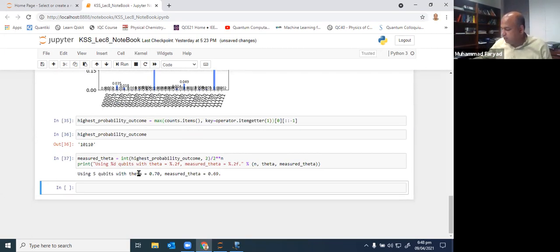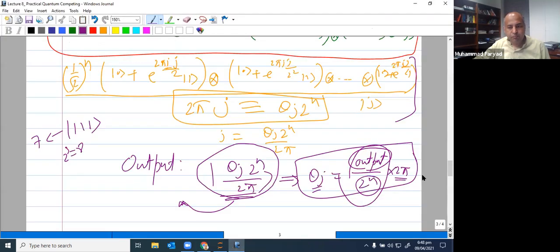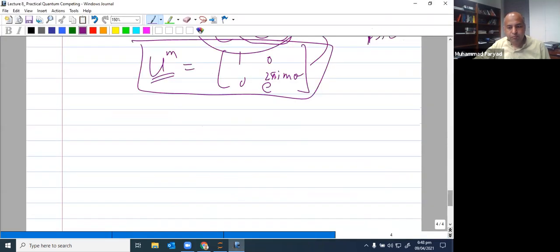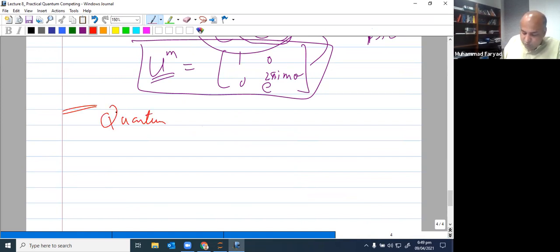Okay, any question regarding this phase algorithm? If not, let me now discuss what is called the quantum counting algorithm, which is one application of the quantum phase algorithm.